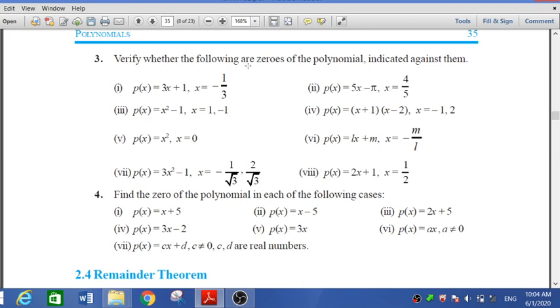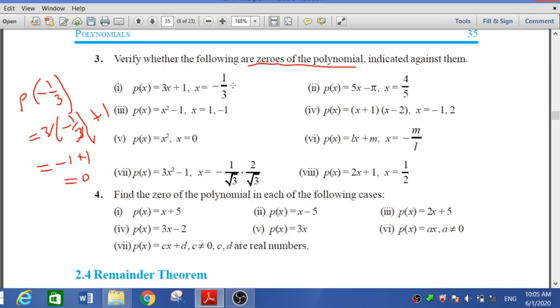Verify whether the following are zeros of the polynomials or not. You have to put a value of x, and if you get the answer 0, we can say yes. I am explaining 1 here. In P, I have to write, in brackets, minus 1 upon 3 is equal to 3 times, in brackets, minus 1 upon 3 plus 1. These 3 cancel. So minus 1 plus 1, the answer is 0. So we can say it is yes.